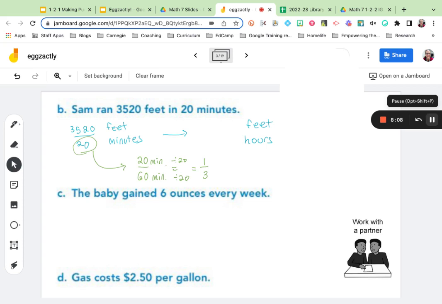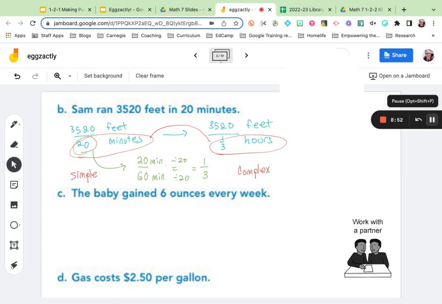If I want to write this ratio as a complex ratio, if I change my minutes to hours, I can have a fraction in my denominator. That will give me the complexity I was looking for. So let's try it now. Now I still have 3,520 feet, but in my denominator, I now have 1/3, because 1/3 of an hour is the same as 20 minutes. These two values, 20 minutes or 1/3 of an hour, those are exactly the same. That means these two ratios are the same. The one on the left is simple, and the one on the right is complex, but they both show the same value.